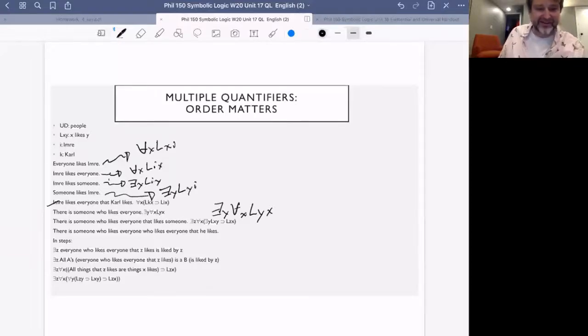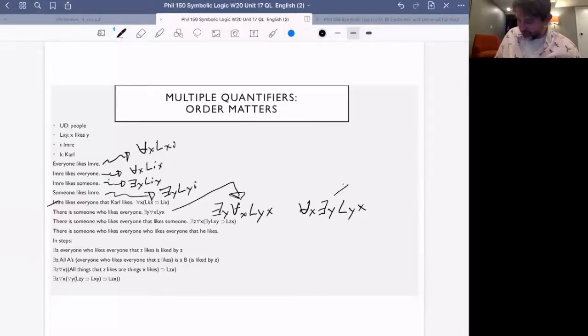So this sentence says there's someone who likes everyone, right? What if we had this sentence? For all X, there's some Y such that Y likes X. What this means is everyone is liked by someone. So changing the order of those quantifiers changed the meaning of that sentence dramatically.